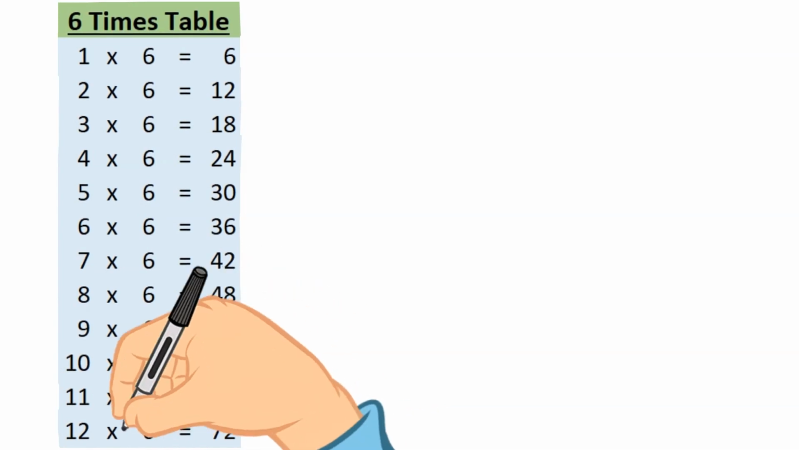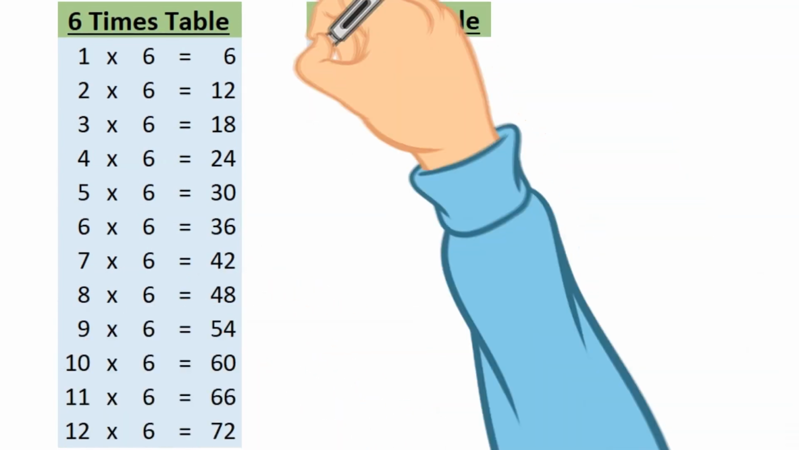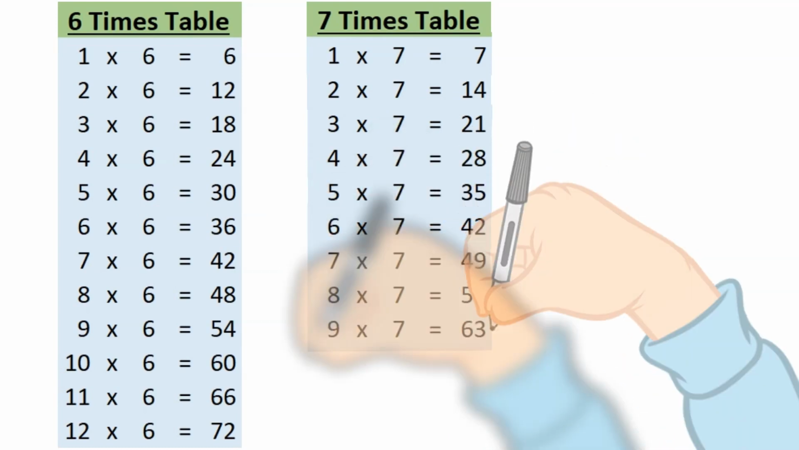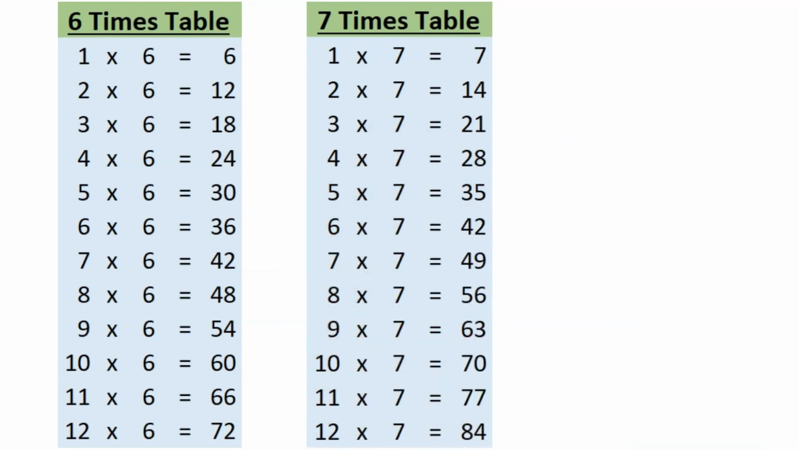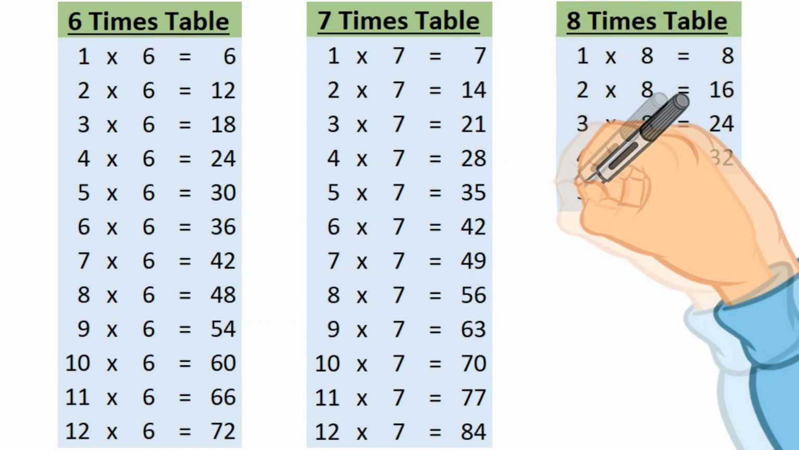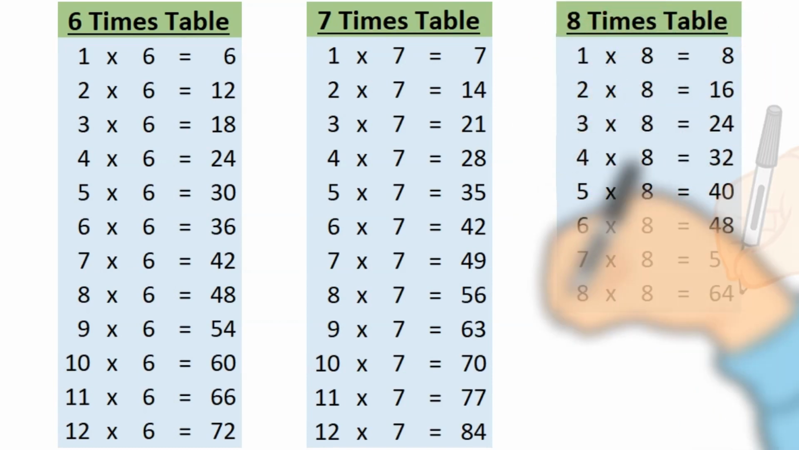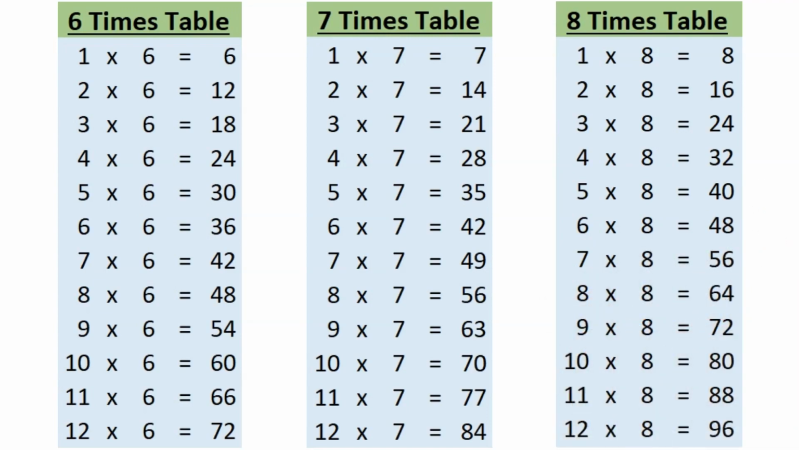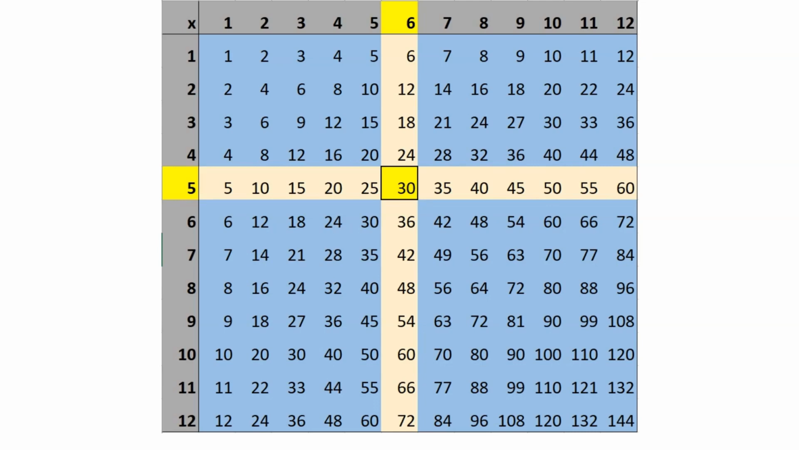And you'd have that alongside, for example, here, the 7 times table. 1 times 7 is 7. 2 times 7 is 14. And here's an 8 times table. 1 times 8 is 8. 2 times 8 is 16. And so on. And these are the answers that you'll see looking down these columns here.